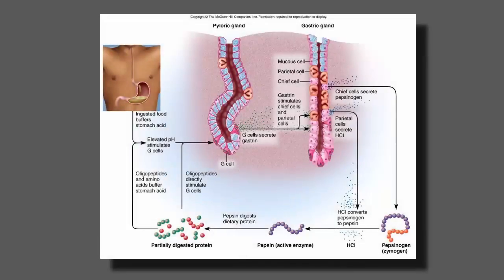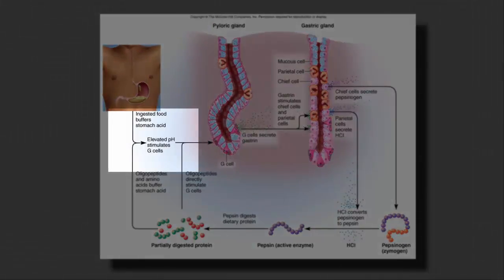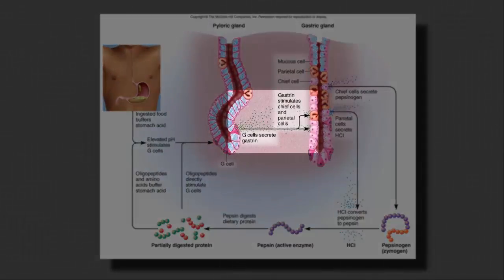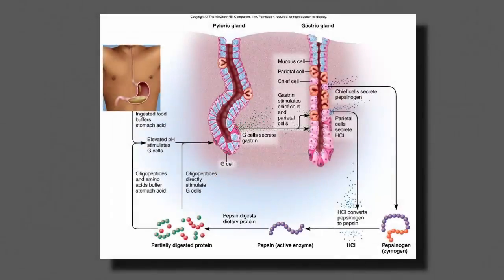So now it's time to put all this information together to see how this mechanism becomes self-regulatory. And we've got just a picture to show that. So we can see that the presence of food in the stomach elevates the pH, which stimulates the G cells. And the G cells will release gastrin, and gastrin stimulates both the parietal cells and the chief cells to release their secretions. So the chief cells will secrete pepsinogen, and parietal cells will secrete hydrochloric acid. And in the presence of hydrochloric acid, pepsinogen is going to be converted to pepsin, which is the active enzyme that catalyzes the breakdown of proteins.